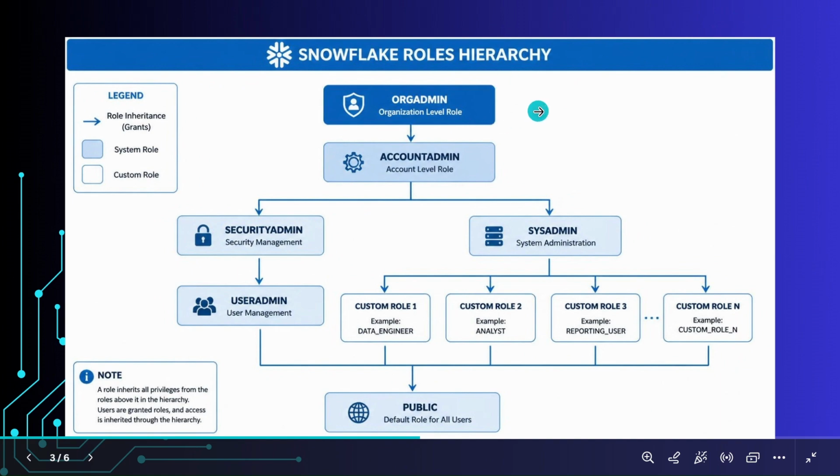Now, let's look at the Snowflake role hierarchy. This diagram shows how different roles are connected and how responsibilities are divided. At the top, we have org admin. Org admin works at the organization level, mainly for managing multiple Snowflake accounts within an organization. Below that, we have account admin. Account admin is the high-level administrative role within a Snowflake account. It has access to account-level administrative, security, resources, and other important settings.